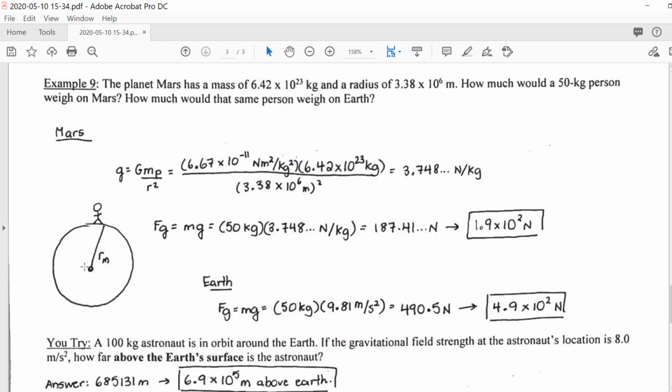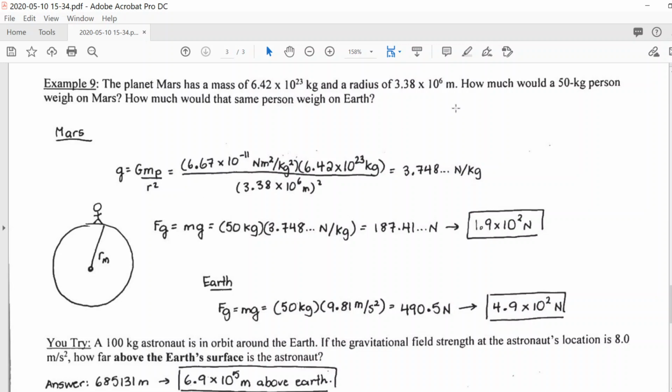And then here, the distance is just the radius of Mars, which I'm calling rm, because the person is going to be standing on the surface of Mars. So the radius of Mars is the distance from the middle of the planet to the person. So that gives me a little g value of 3.748 newtons per kilogram on Mars.